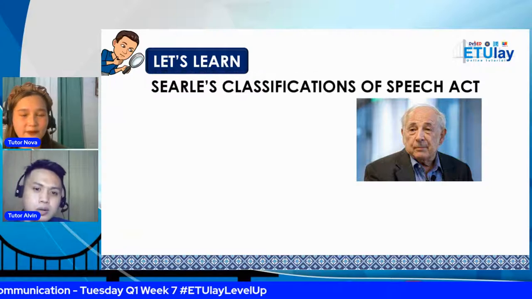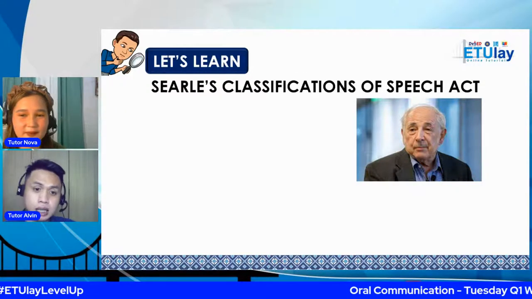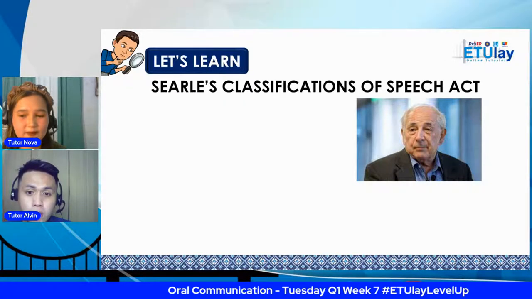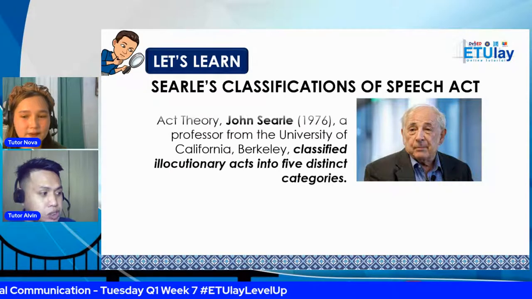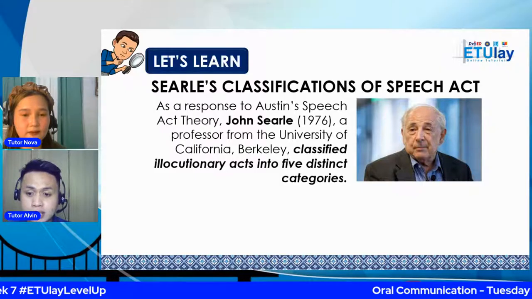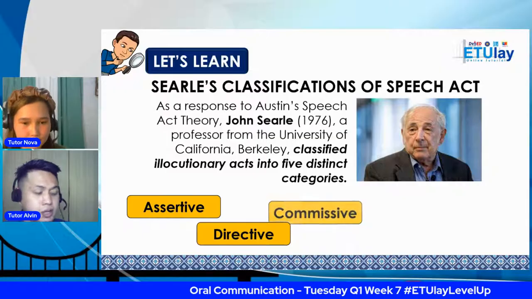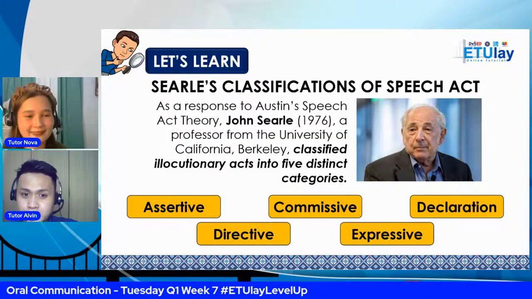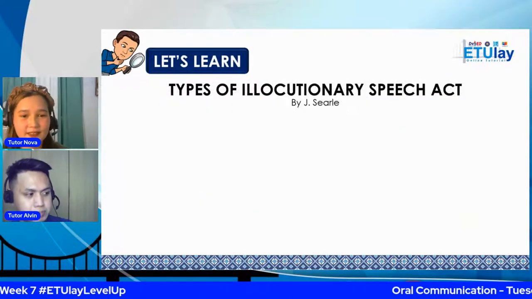Okay. Sige. So, actually, in the illocutionary act, there is no single intention. Why do we speak? There are a lot of intentions. There are a lot of purposes. Why do we utter a particular expression? That's why here, John Searle classified the illocutionary act into five distinct categories, which are assertive, directive, commissive, expressive, and declaration. So, sige. Let's have them.